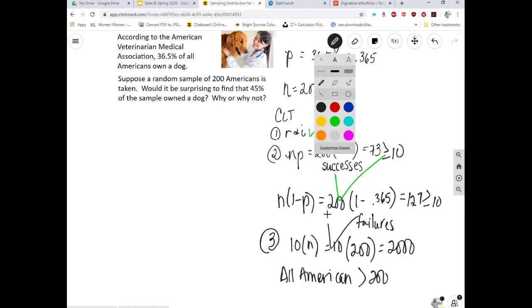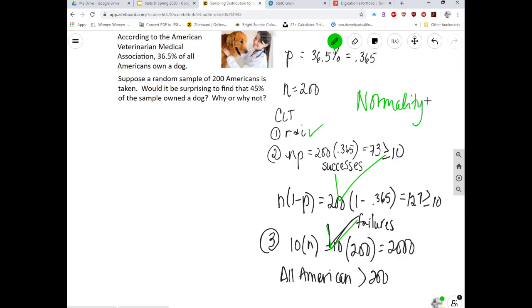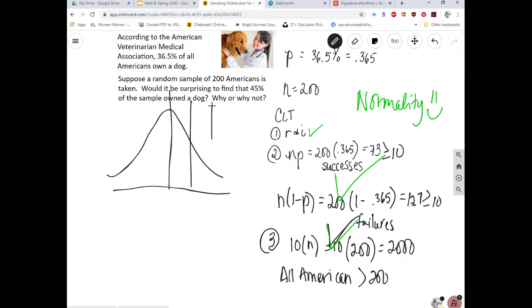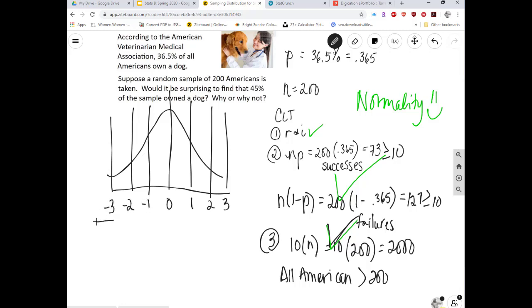Oops, I wanted that to be green. Check. It's still not green. Success. So I can assume normality. Okay, yay, it's normal. Let's see what this means. Here I'm going to draw my normal curve. Z-scores 0, 1, 2, 3, -1, -2, -3.